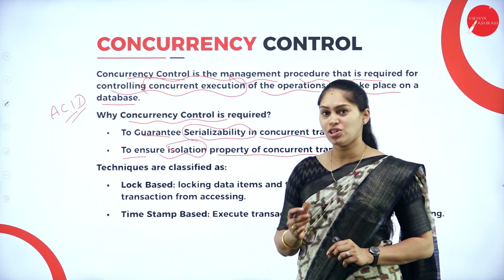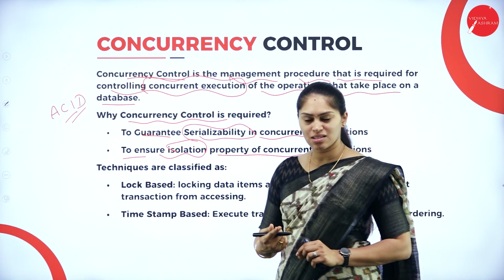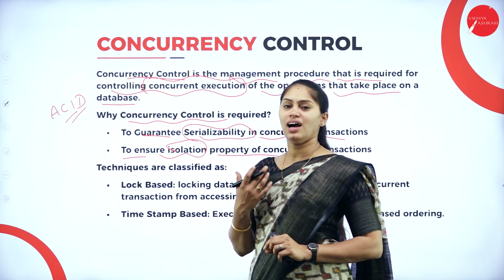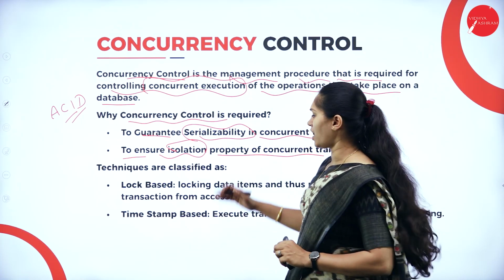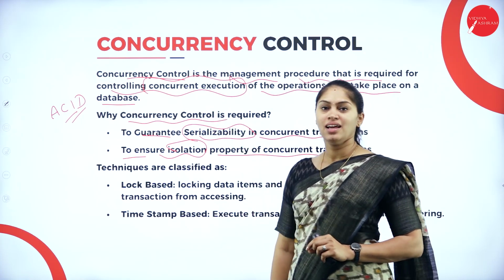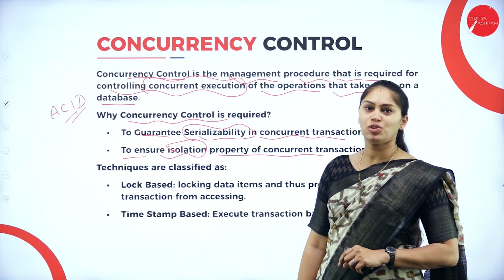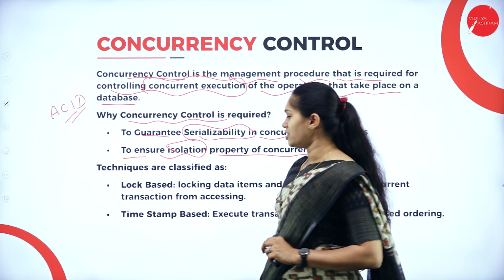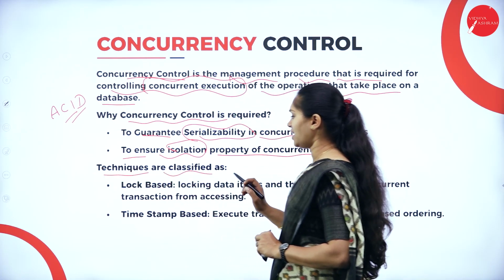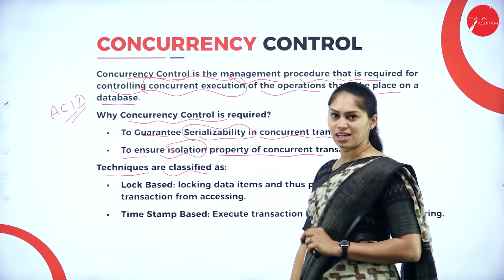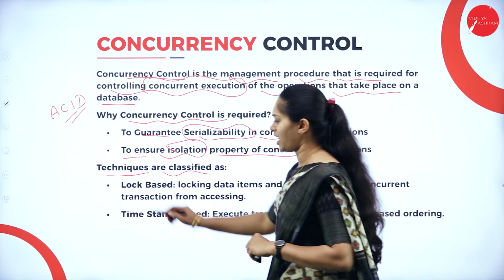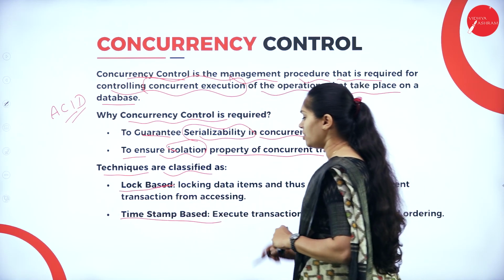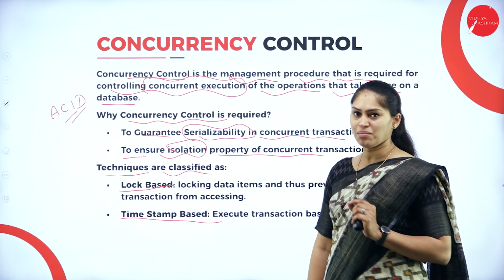So in order to ensure consistency, serializability as well as isolation in the transaction of a database, we are going to have this concurrency control. Then how are we able to control this concurrent execution? What are the methods we have? So here you can see that we have techniques to control this concurrent execution. Out of that we have lock based and also we have one more, that is timestamp based.